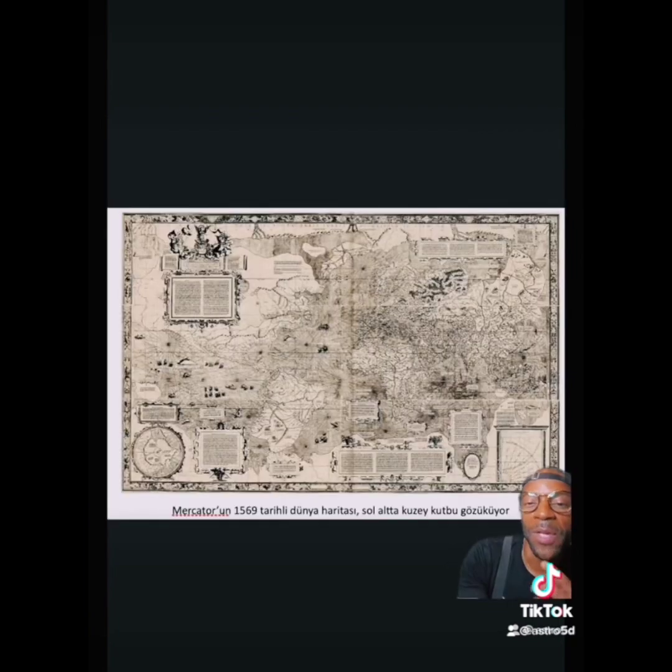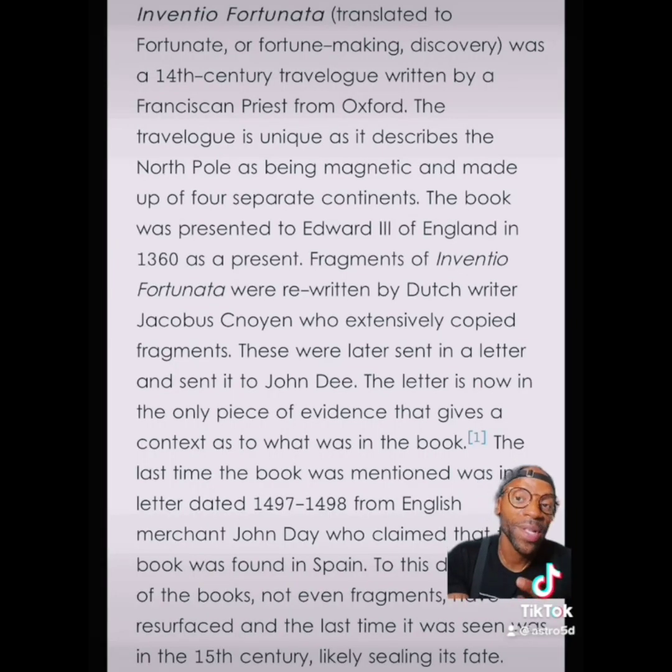Moving on. You might not be able to make this out clearly, but this is Mercator 1569 with the emphasis on the magnetic North Pole in the bottom left. And it shows you the 4 waterways. Side note, here's a short description of the Inventio Fortunata. Pause to read. Do you see it yet? No? I'll read it for you.